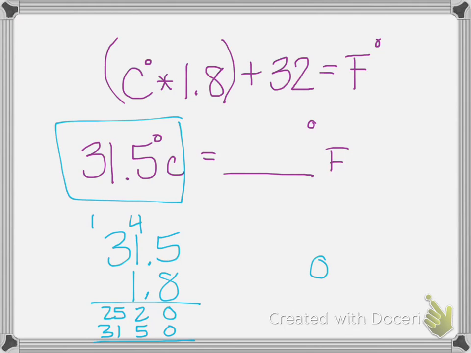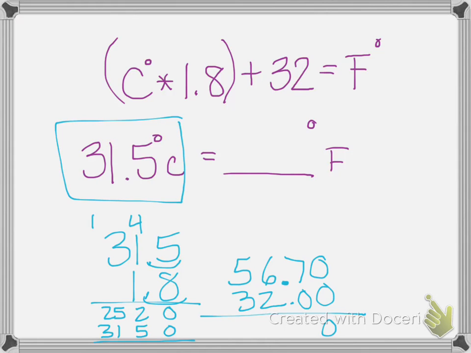0 plus 0 is 0. 2 plus 5 is 7. 1 plus 5 is 6. 3 plus 2 is 5. And since we have two numbers behind the decimal point, we have to move our decimal point over 2 spots. So then we have to add 32.